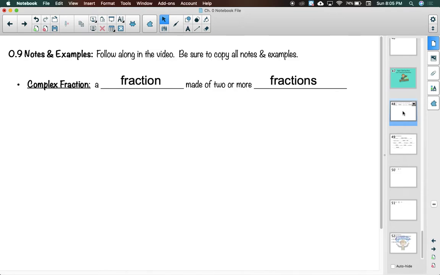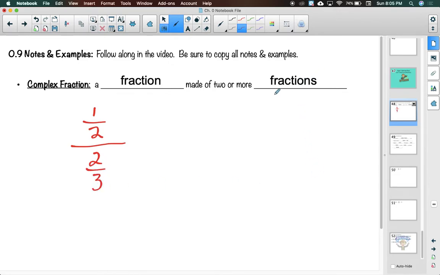Okay, so let's look at an example of a complex fraction. Let's say I had 1/2 over 2/3. That's one big fraction with a fraction in the numerator and a fraction in the denominator. Really, instead of reading it as over, I would just read this as a division problem: 1/2 divided by 2/3. Now, in chapter 1, we'll see some more complex fractions in terms of rates and ratios, and we'll read them in a slightly different way.